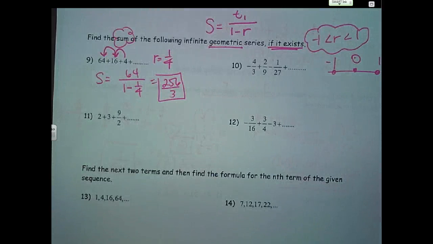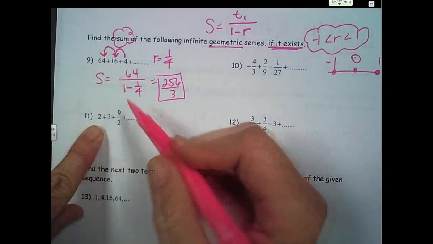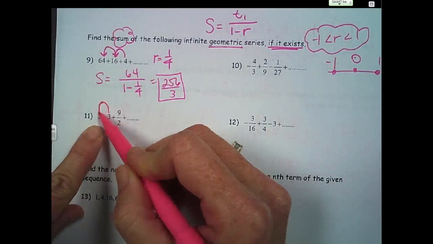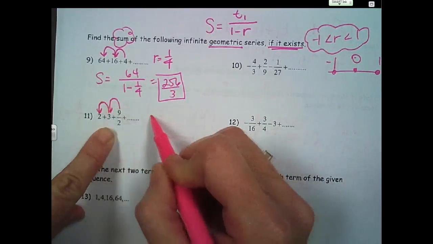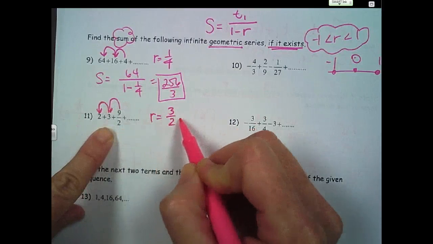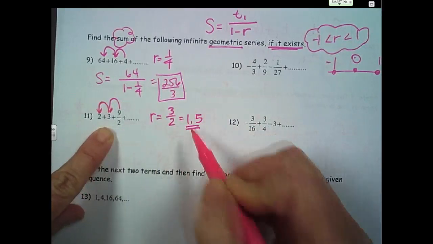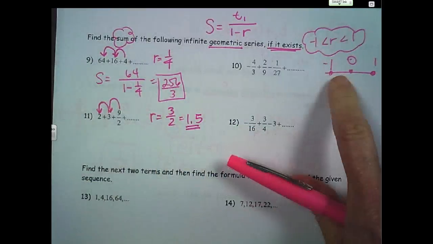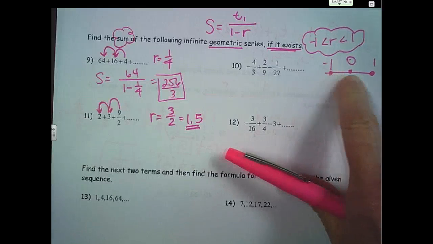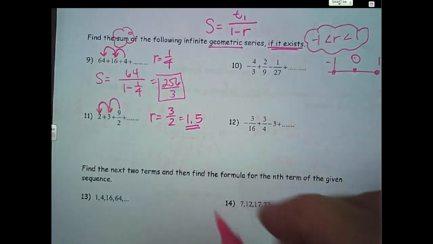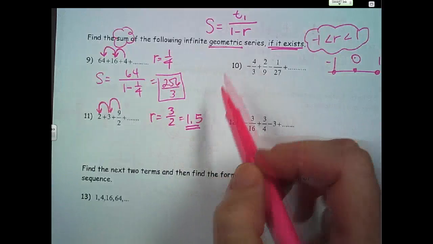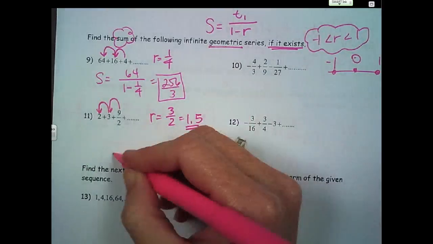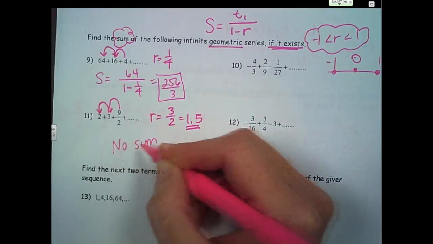Okay? Now then, let's go to this problem here. 3 divided by 2, and 9/2 divided by 3, that gives you R is 3/2, or in other words, 1.5. You'll notice 1.5 does not fit in here. So when you're finding the sum of an infinite geometric series, if R is bigger than 1, the answer is no sum. So you can't do that problem.